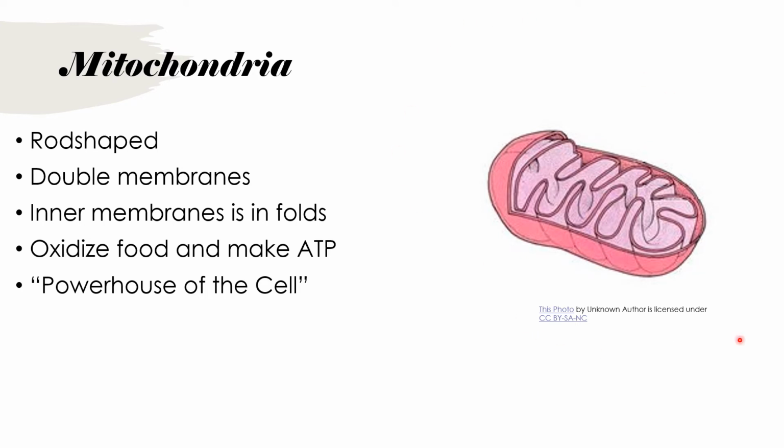Mitochondria, pictured here, is rod-shaped. It has double membranes, as you can see, an outside membrane, and this is an inside membrane. The inside membrane is in folds, and it oxidizes food to make ATP, which is the energy for the cell to use. It's also known as the powerhouse of the cell due to it making all the energy.